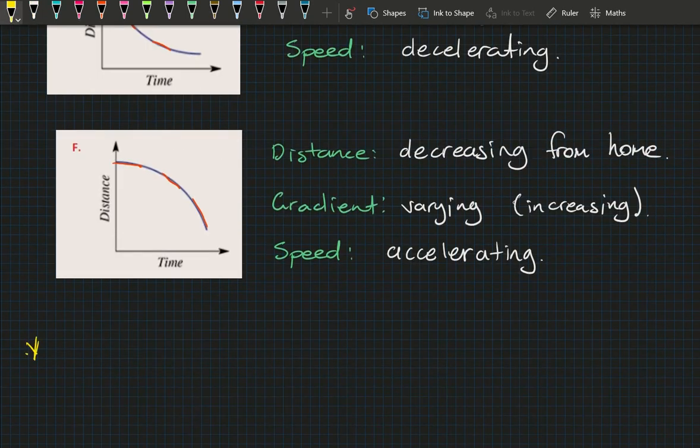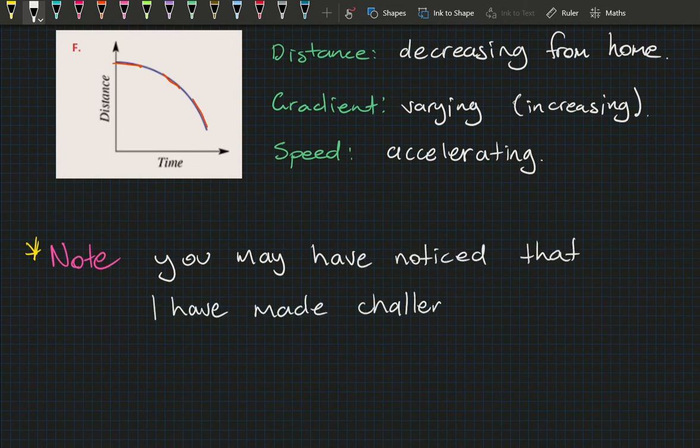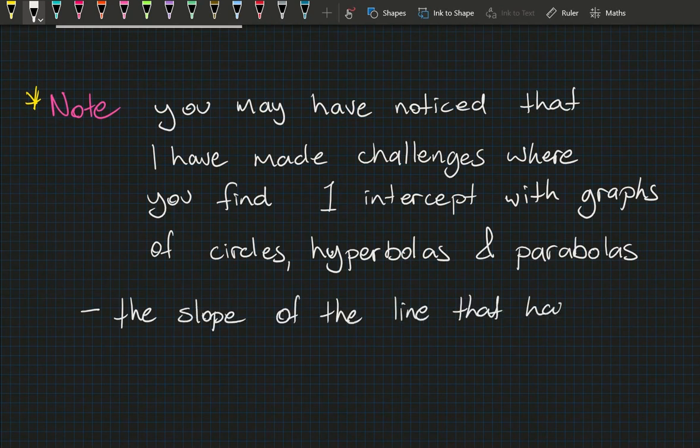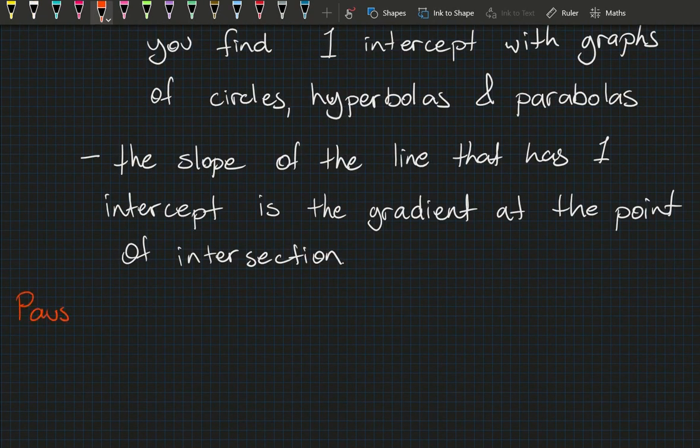I'd also like to make a note here, because I just want to know if you've noticed that I've made challenges where you find one intercept of graphs of circles, hyperbolas and parabolas. Because the slope of that single intercept line at that point is the gradient at that point. So perhaps you might want to go back and have a look at those again. Anyhow, it's time for you to pause that video now and do questions 4 if you have the new book, or questions 5 if you have the old book. And then when you come back, we can summarize this lesson.